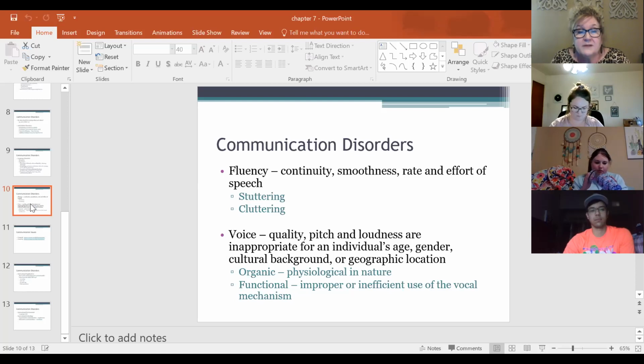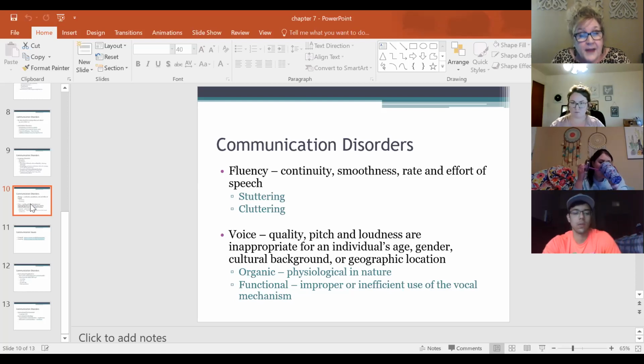There are some causes of that. There are some organic causes where it's physiological in nature. And then there are some functional issues where improper or ineffective use of the vocal mechanism is being intentionally misused.